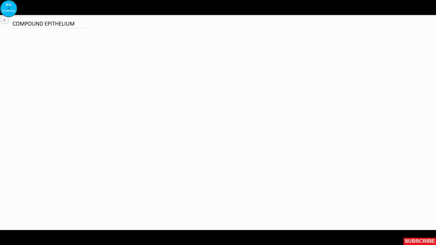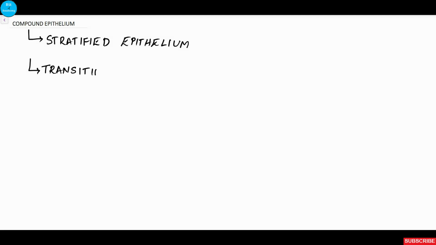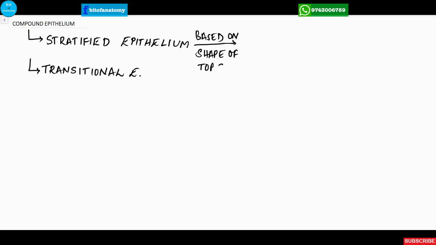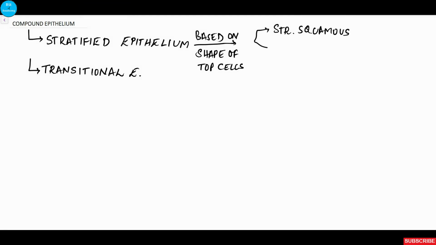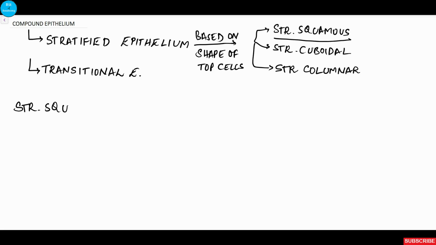In this tutorial we will see the features of compound epithelium, which contains multiple layers of cells. So we can basically classify it into stratified epithelium and a special type known as transitional epithelium. Stratified epithelium, further based on the shape of the topmost cells, is divided into stratified squamous, stratified cuboidal and stratified columnar epithelium. So in this we will see just the features of the stratified squamous epithelium.